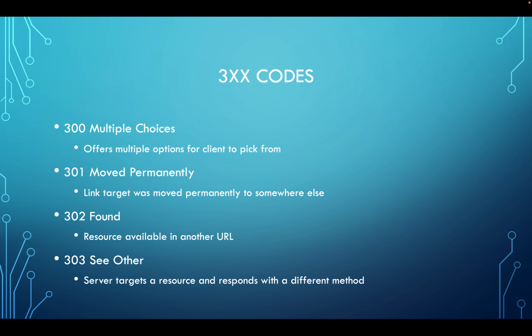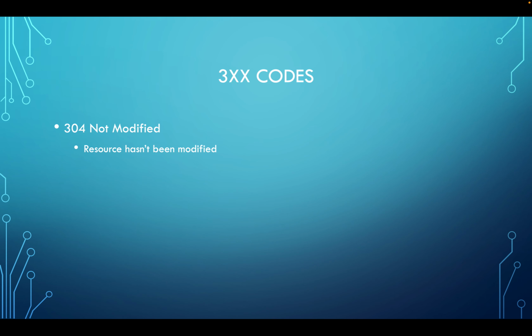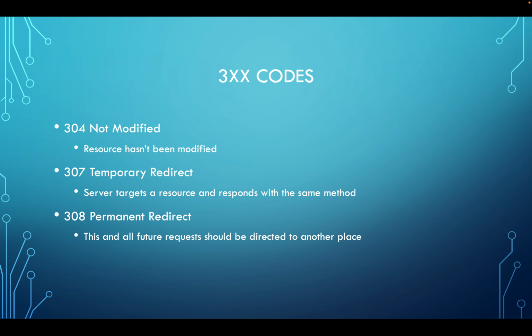And then 303 is See Other, which means the server has targeted the resource and responded with a different method than what it was targeted with. And 304 is Not Modified, which indicates that whatever it was hasn't been modified. And 307 is Temporary Redirect, which means the server is targeting a resource and responding with the same method, similar to the 303 from before. And 308 is Permanent Redirect, which means all the current and all future requests should be directed to someplace else.